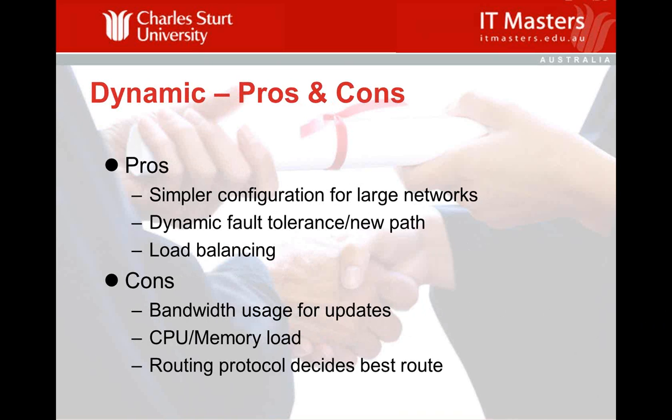Dynamic fault tolerance and new paths. As you bring new networks on, you just put a statement into the routing protocol to say, now advertise this network, bang, off it goes. You don't have to update that on all your routers. It just passes it right across. And of course, you can do dynamic load balancing.